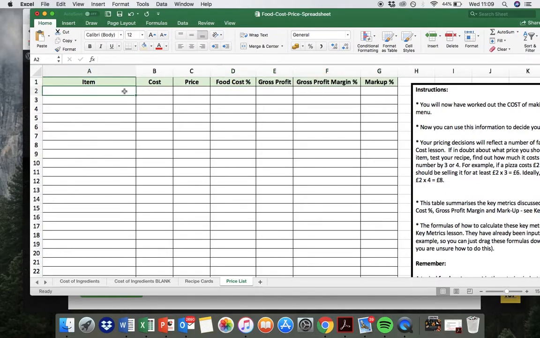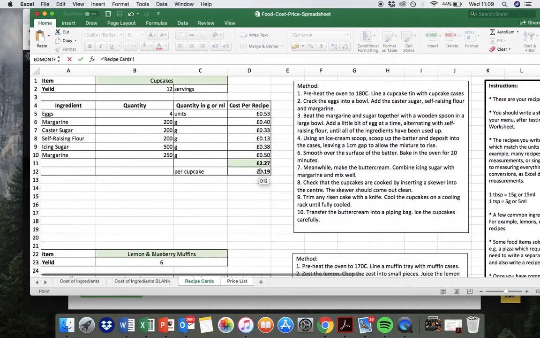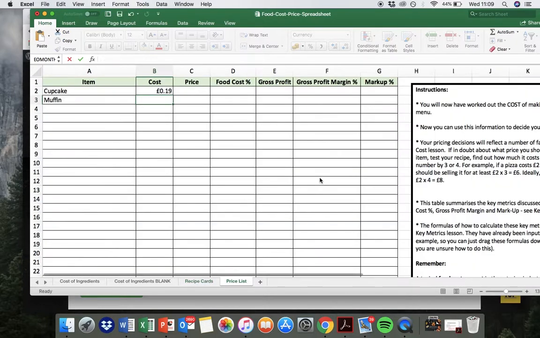Fabulous. So I'm going to write in here cupcakes. I'm just going to put cupcake because we're only going to be selling one at a time. And then I'm going to put muffin. Right, so the cost, I press equals, I go back to my recipe card. The cost per cupcake is 19 pence. I click on that cell and press enter.